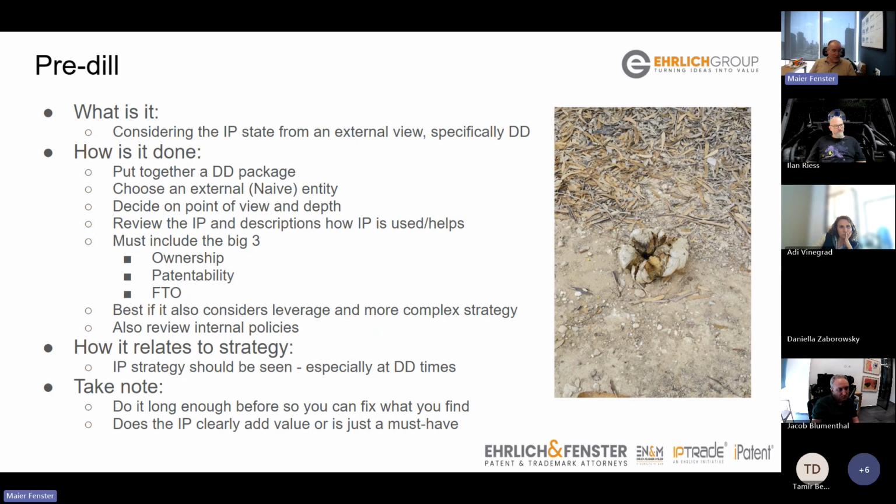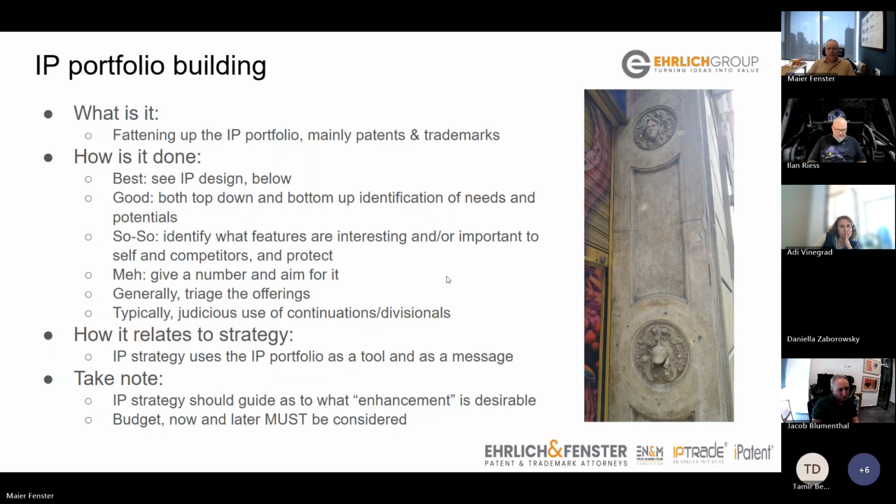So what does this have to do with strategy? Well, the IP strategy should be seen, and one of the times that it's looked at is during due diligence, which is a very important milestone. Now there's an activity called IP portfolio building. And really what it is is fattening up your IP portfolio. Why is this connected to strategy? Because IP strategy uses your portfolio both as a tool and as some sort of message. So if you have more, it gives a certain message.